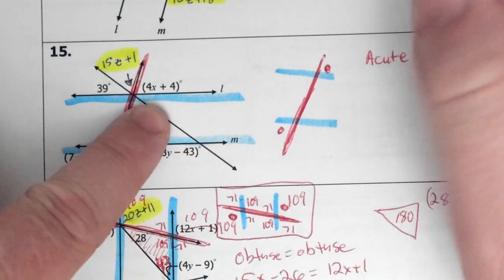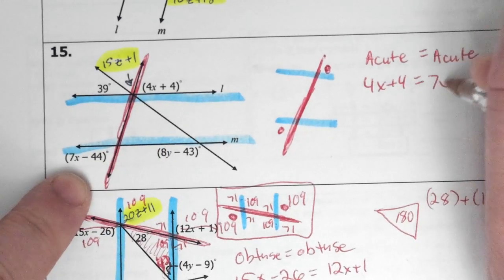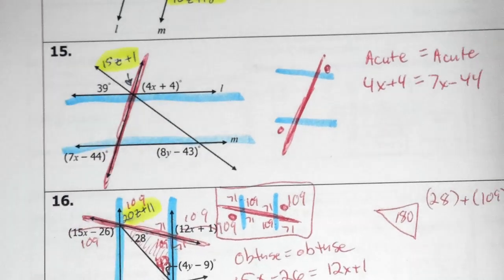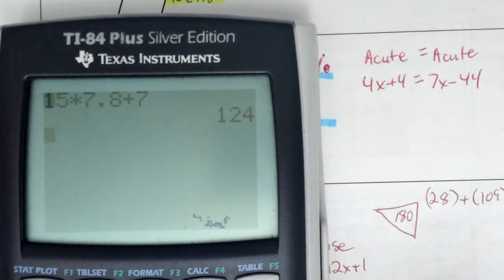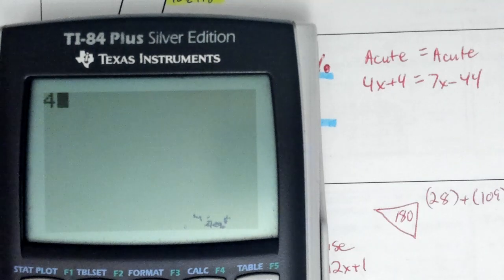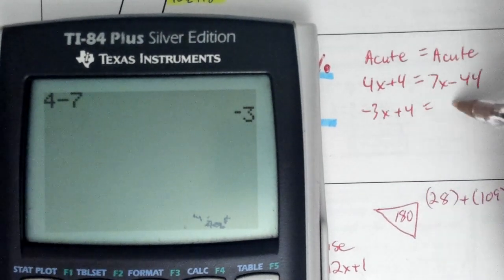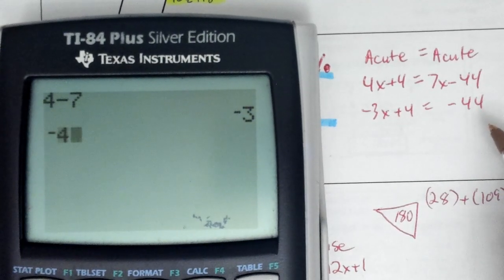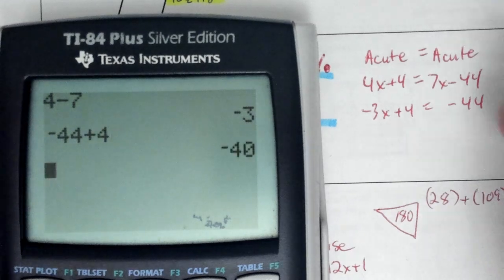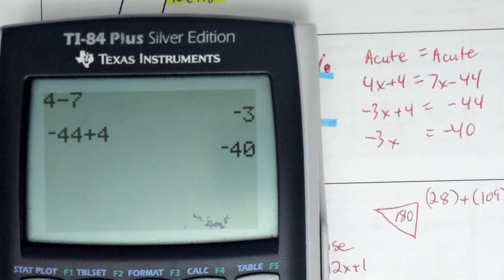This angle was 4x plus 4 is equal to 7x minus 44. And we're just going to solve now. I'm going to get my calculator so you can see what's going on in my head. I have 4x. I'm going to subtract 7x from both sides. I get negative 3x plus 4 is equal to negative 44. I have that negative 44. I'm going to add that 4. I have negative 3x is equal to negative 40. And now we're going to divide by negative 3.